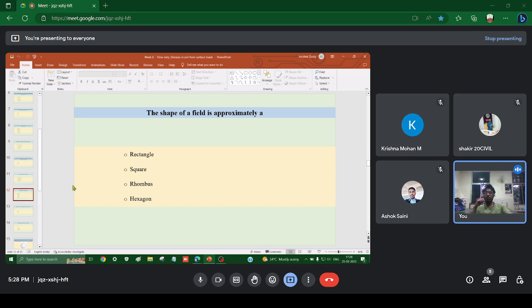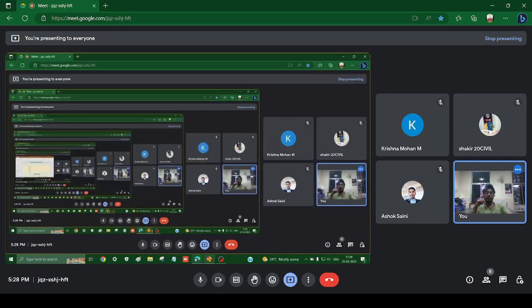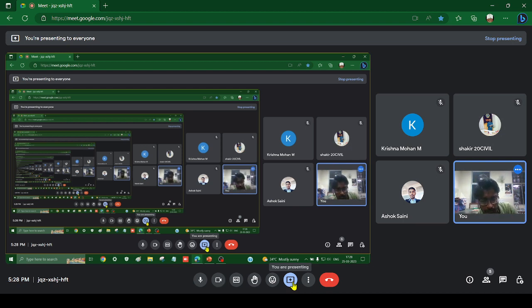What is a field? Shakir, the area between the two adjacent stream function. Two adjacent what? Write in the chat box. Your mic is not working.